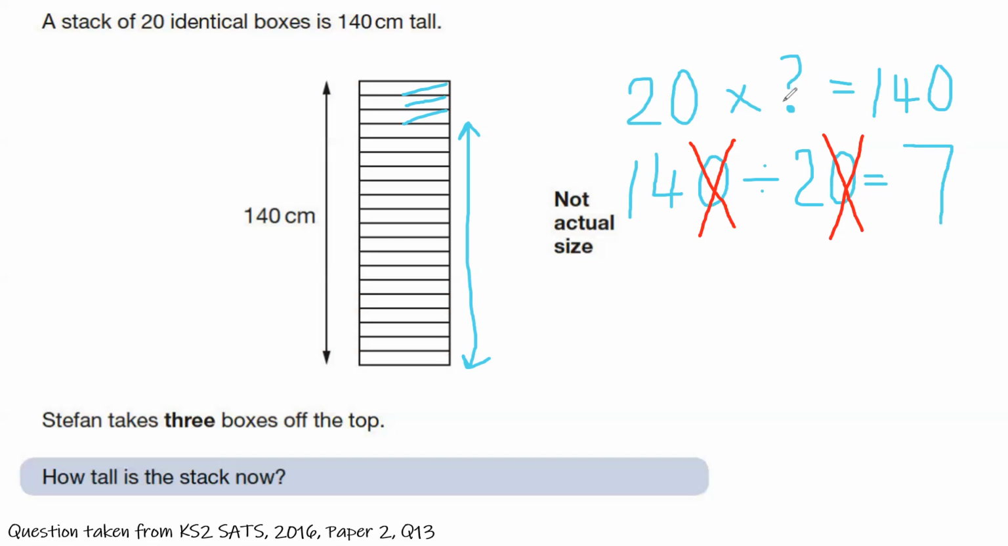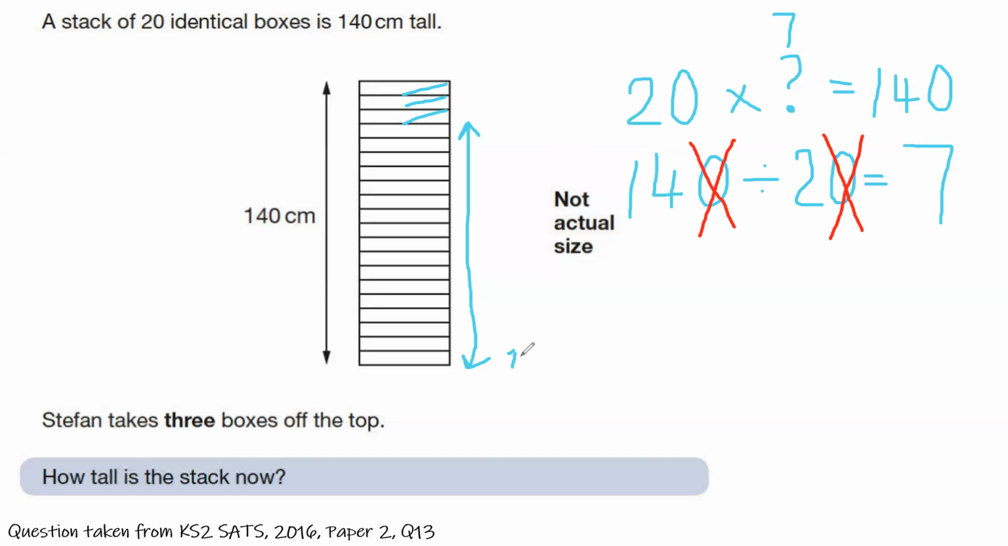And we can check that this is correct. So we can then put this back into this little sum that we had here. So 20 times, instead of having a question mark, we now say, okay, we think that each box is 7 centimeters tall. So we can just test it out. So is 20 times 7 140? Well, we know that 2 times 7 is 14, and then we've got the 0 to add on the end. So yes, we're onto something here.